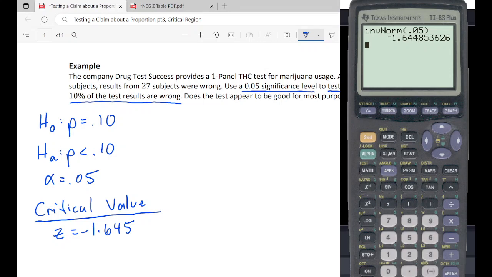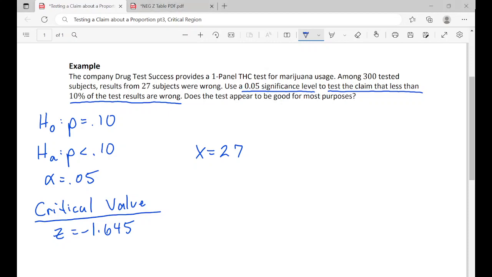Now, we need to set up or pick out what we do know. We do know that we're testing the claim that test results are wrong, and we saw that we have 27 subjects that had wrong test results. So we have an X value of 27. We also know from the question here that 300 people were tested. So our N value is 300.